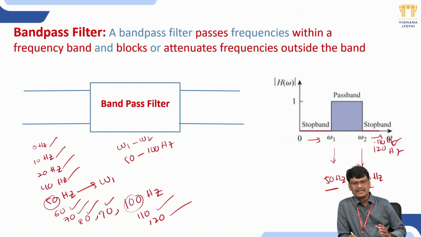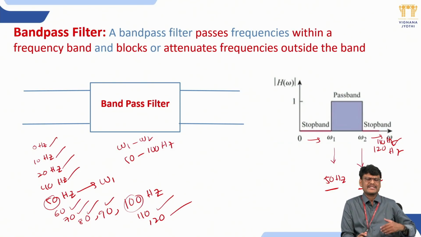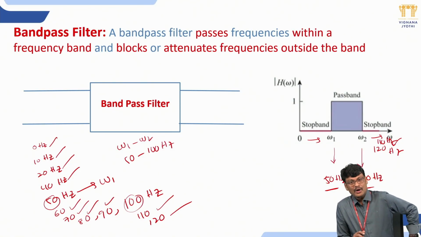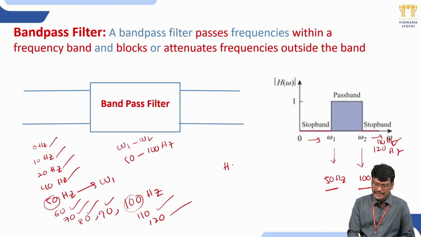So in the band between omega 1 and omega 2, that means 50 hertz and 100 hertz, it allows the signal. That's why this is called a band pass filter. In a certain band of frequencies, between omega 1 and omega 2, it allows the signal, that means it passes the signal. And outside of the band, it does not allow, that means it rejects the signal. Now, if you go for the gain value H(omega), this is 0 for the stop band.